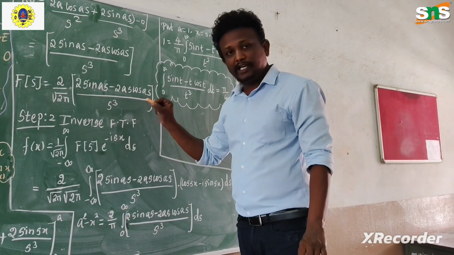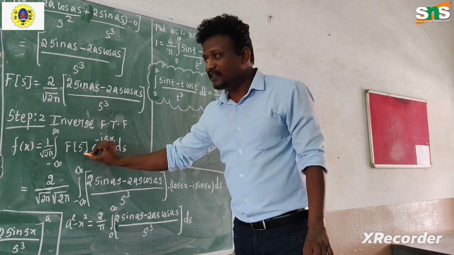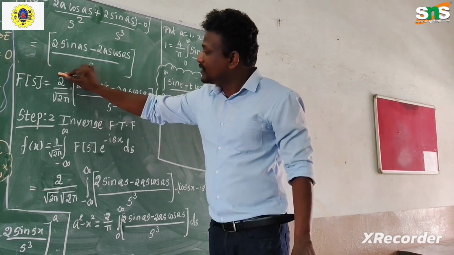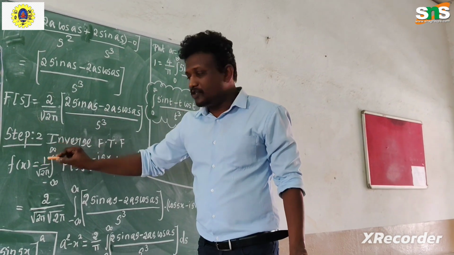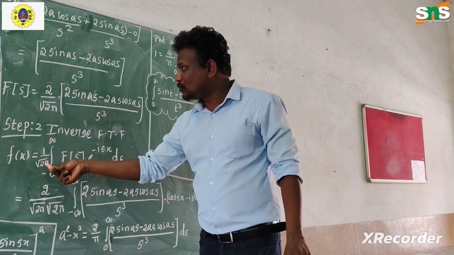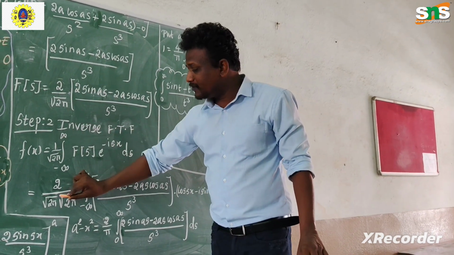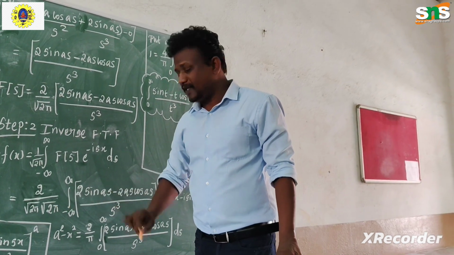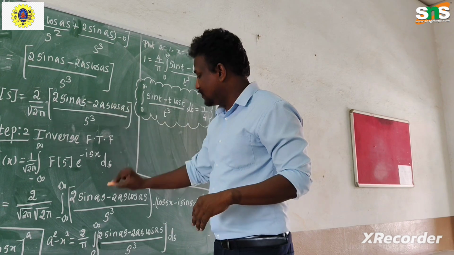So in this formula, what do you need to do? You need to substitute your F of s first, right? So what is your F of s? This is your F of s, right? Here, this is your constant term. I'm going to keep this constant term outside. Already we have 1 by square root of 2 pi. When you multiply this result with this one, you get 2 by square root of 2 pi, square root of 2 pi, right? Now let's come to the rest of F of s. The rest of the part I have written here.